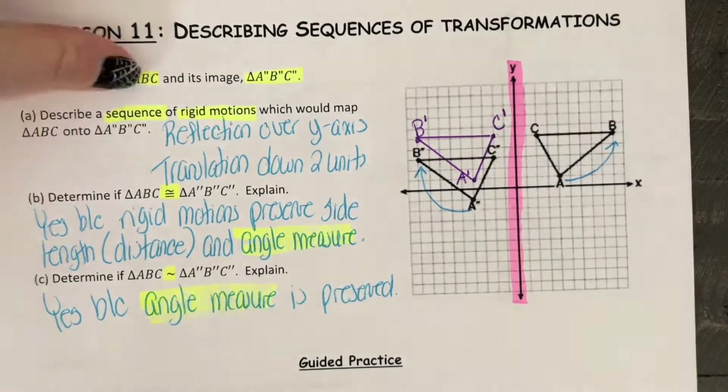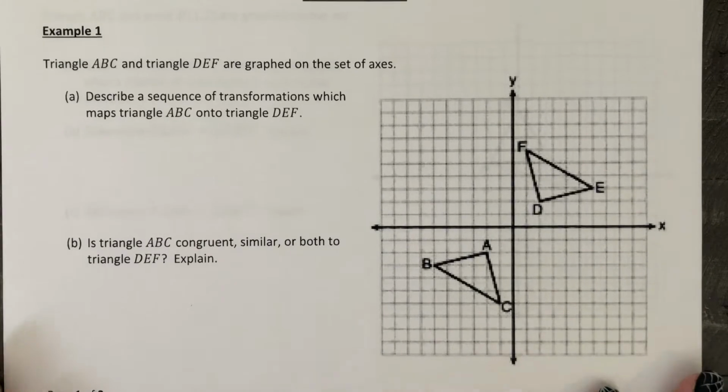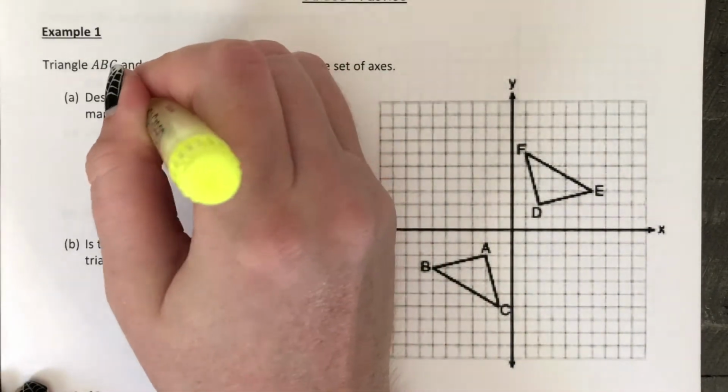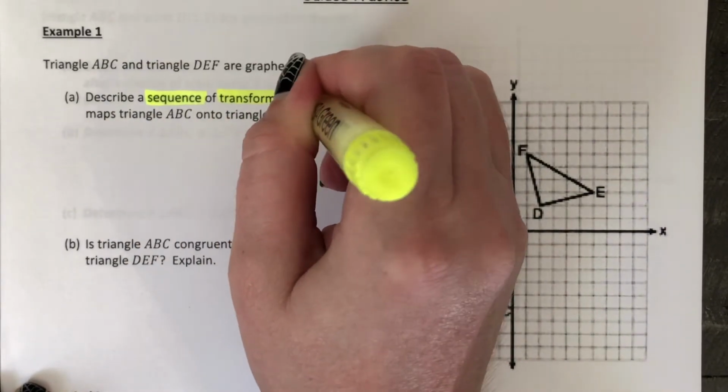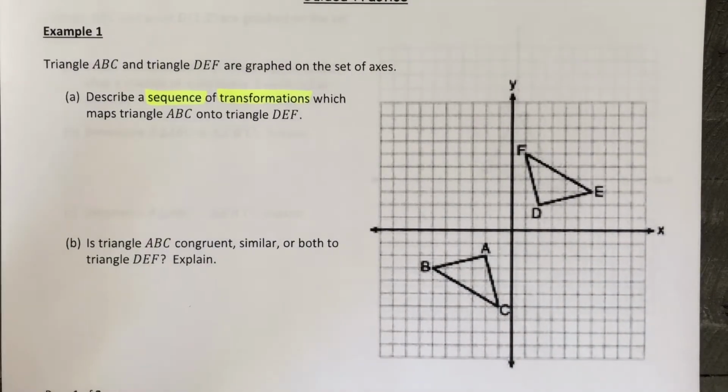Guided practice, example 1. All right, so it says triangle ABC and triangle DEF are graphed on the set of axes. Part A, describe a sequence of transformations that's going to map ABC onto DEF. Again, sequence means more than one. Transformations means I could pick from all the 3 rigid motions and a dilation, because there's 4 transformations.